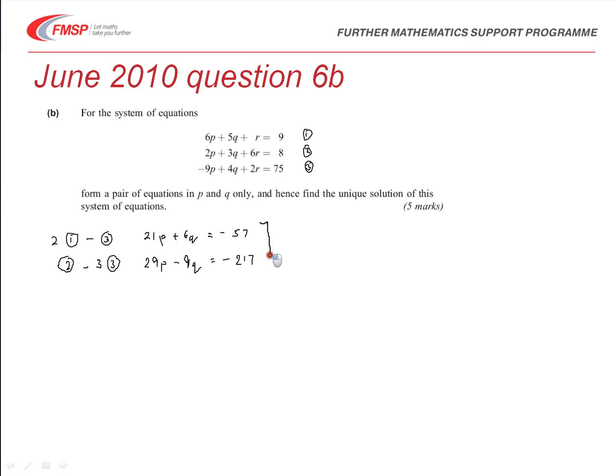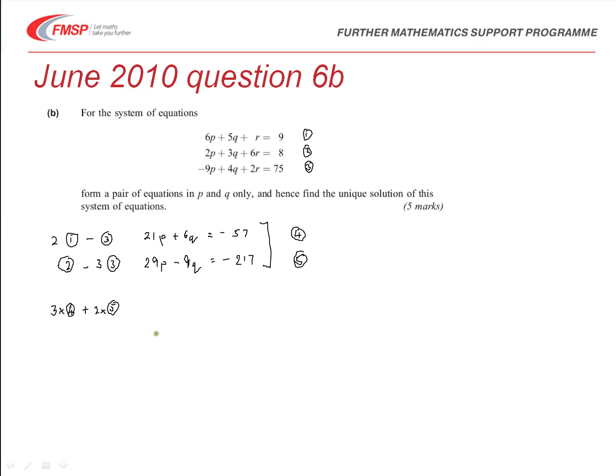So there is the pair of equations with just now P and Q in them. So we've got to solve this pair. Again we'll label these, call this number 4 and this number 5. If we multiply number 4 by 3 and number 5 by 2, and add them, that will eliminate the Q's.